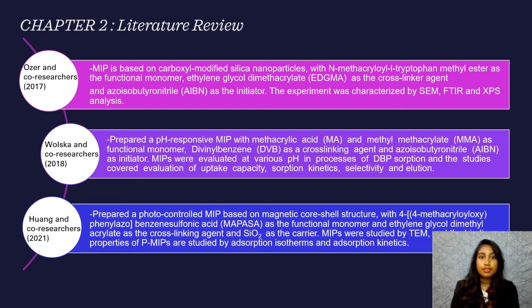Ozer and co-researchers made their MIP based on carboxyl modified silica nanoparticles with N-methylcryloi-trifurfine methyl ester as the functional monomer, ADG-MA as the cross-linker agent, AIBN as the initiator, and the experiment was characterized by SEM, FTIR, and XPS analysis. Wolska and co-researchers prepared a pH-responsive MIP with MA and MMA as functional monomer, DVB as a cross-linking agent, and AIBN as the initiator. The MIPs were evaluated at various pH processes.